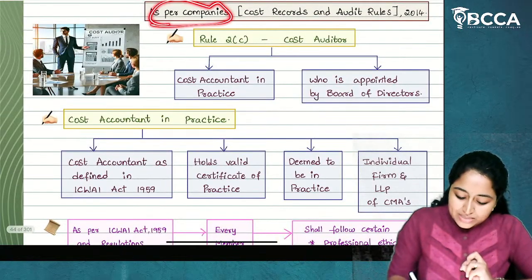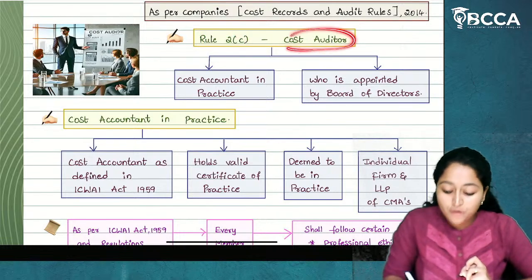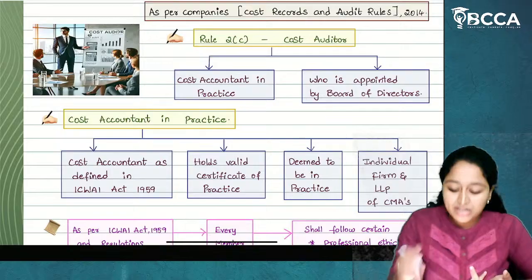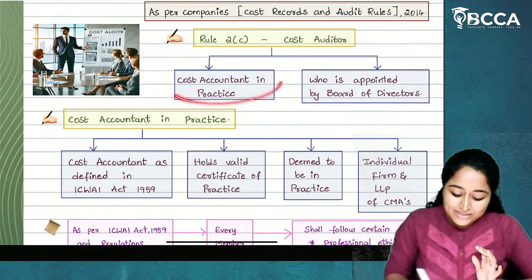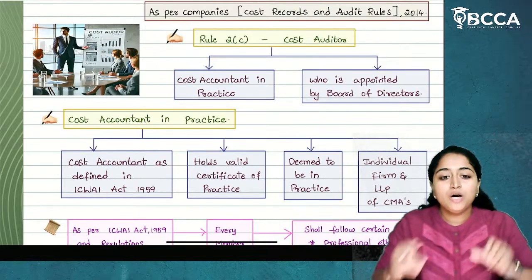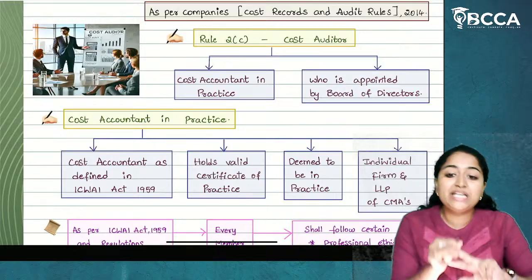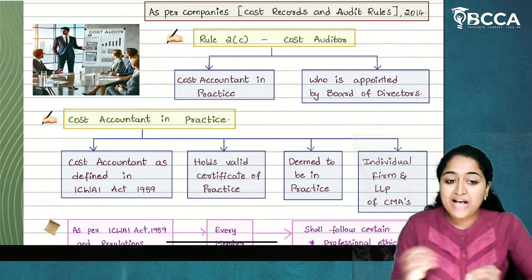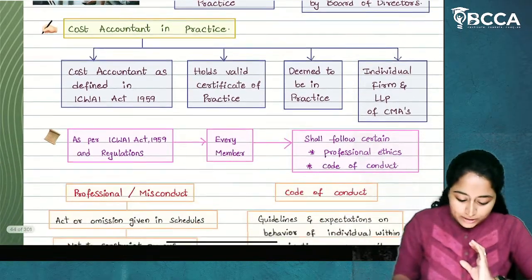Now, as per Companies Cost Records and Audit Rules 2014, Rule 2C, we have seen about cost auditor. Now, who is called a cost auditor? A cost accountant in practice who is appointed by the board of directors. Now, who is a cost accountant in practice? Who is a CMA holding a valid certificate of practice and who is deemed to be in practice, he is called a cost accountant in practice. He has to be appointed by the board of directors. Then he will be called a cost auditor.